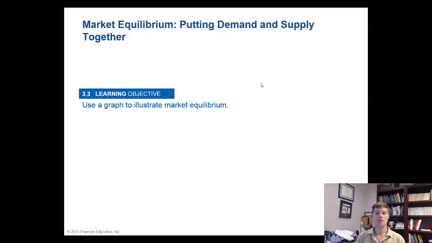Good afternoon. My name's Charlie Baum, and today we're going to be talking about an equilibrium in a supply and demand diagram. We're going to be talking about a market equilibrium.